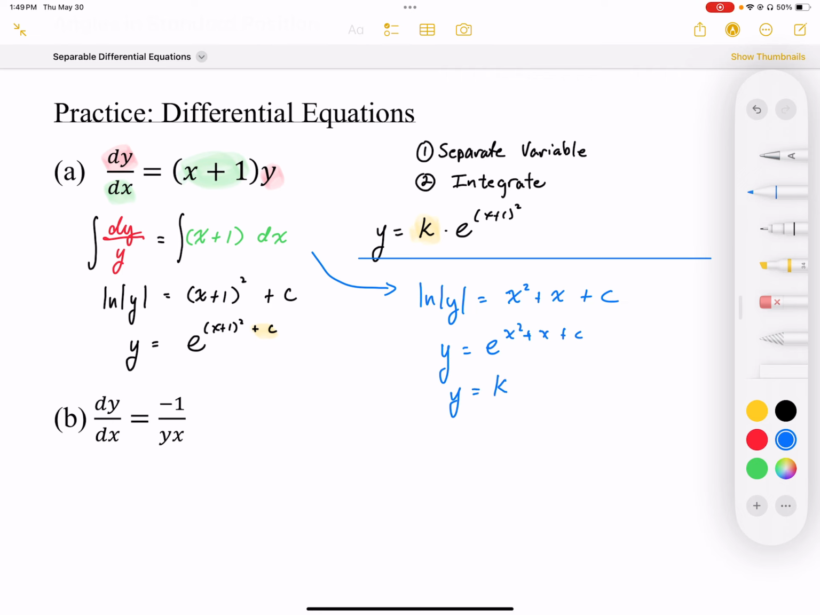So we're going to change that plus c into k times e to the x squared plus x. The difference is that the k I solved for here and the k I've solved for here, they're not equivalent, they're different. Okay, just to differentiate them, I'm maybe going to put a little 1 there to show that plus c and the k are different from the ones in the original solution.